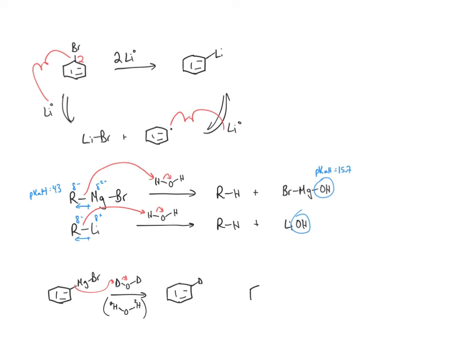Same thing can happen for organolithiums. You can take organolithiums and of course trap them with D2O, and they will of course generate the deuterated benzene. You can do the same thing with tritium. Tritium is, of course, a hydrogen atom with 2 extra neutrons.